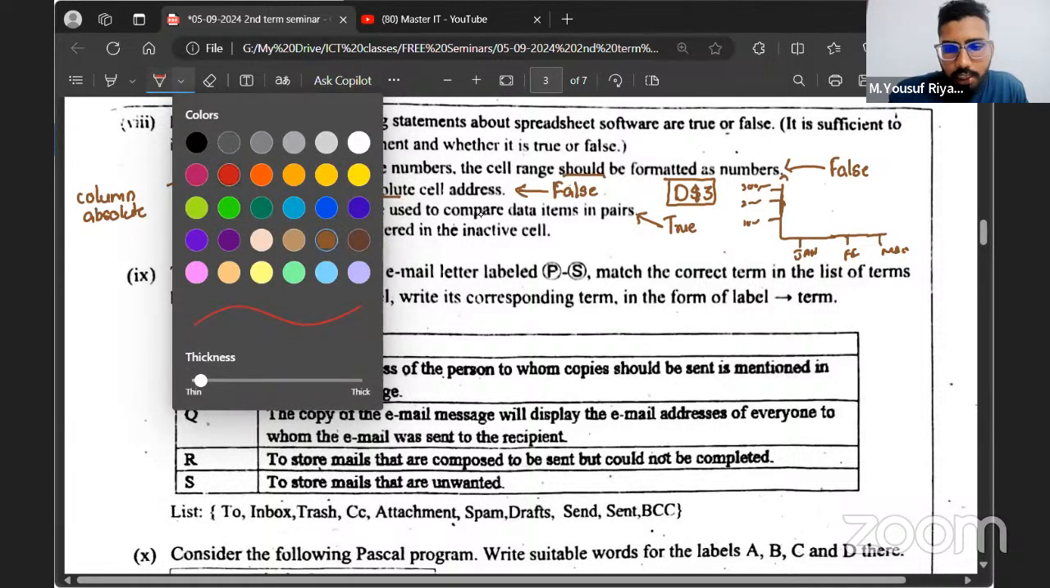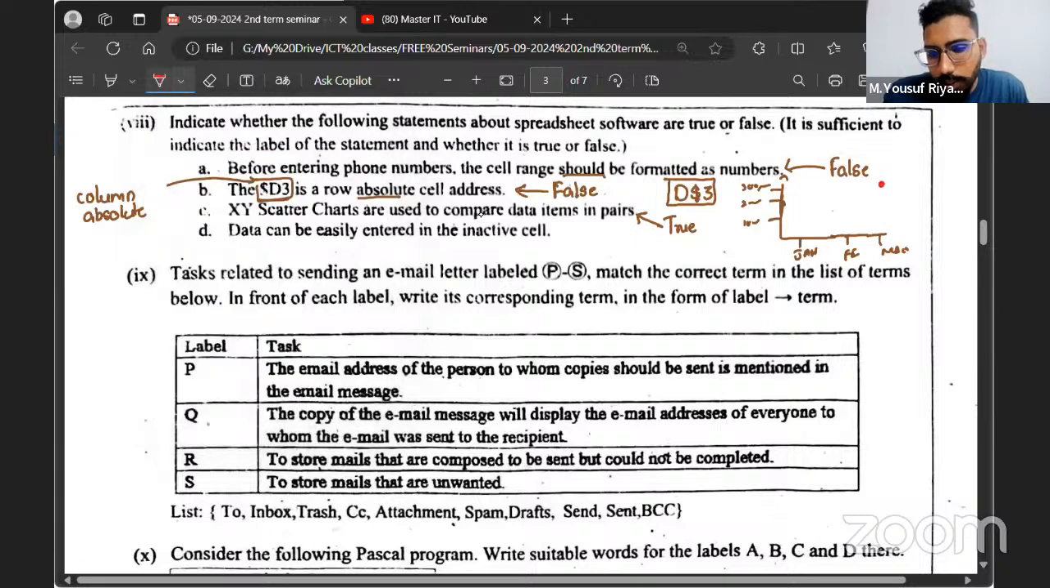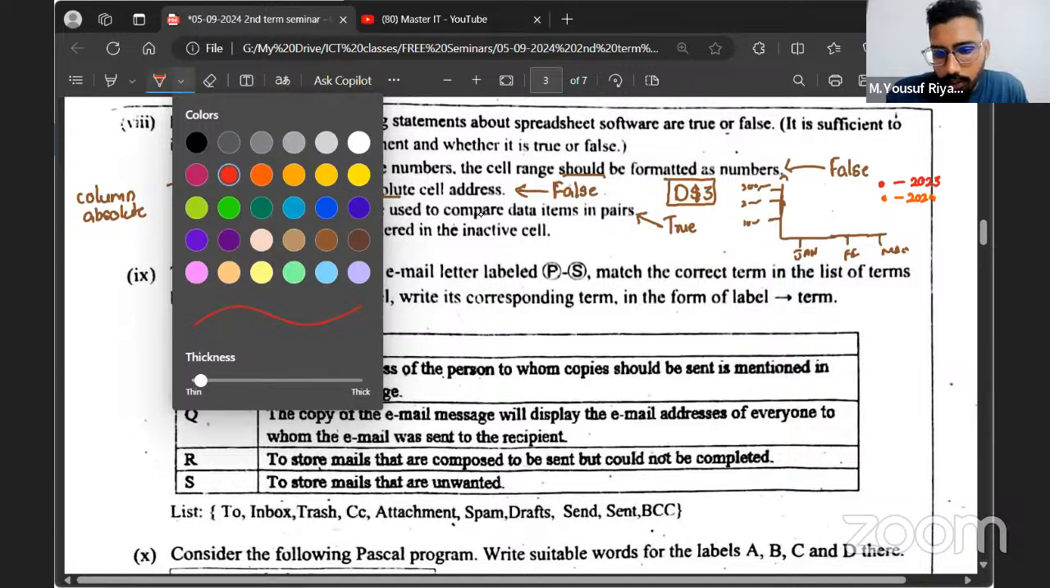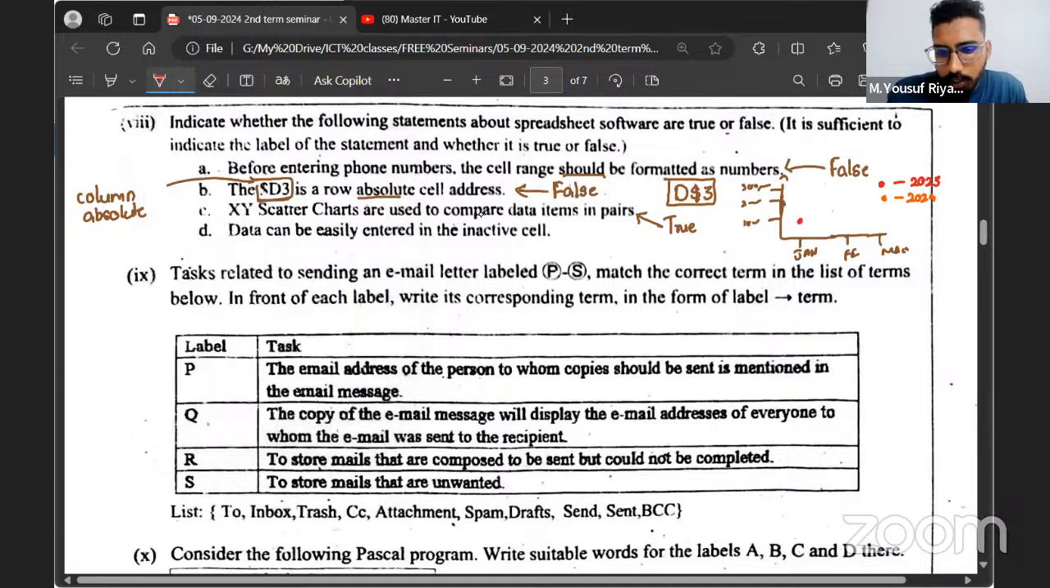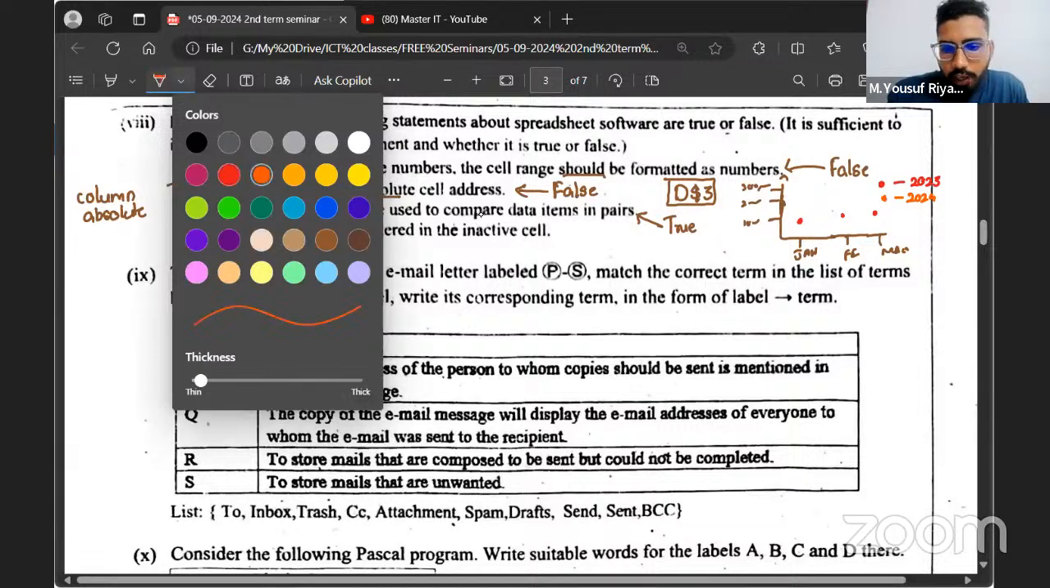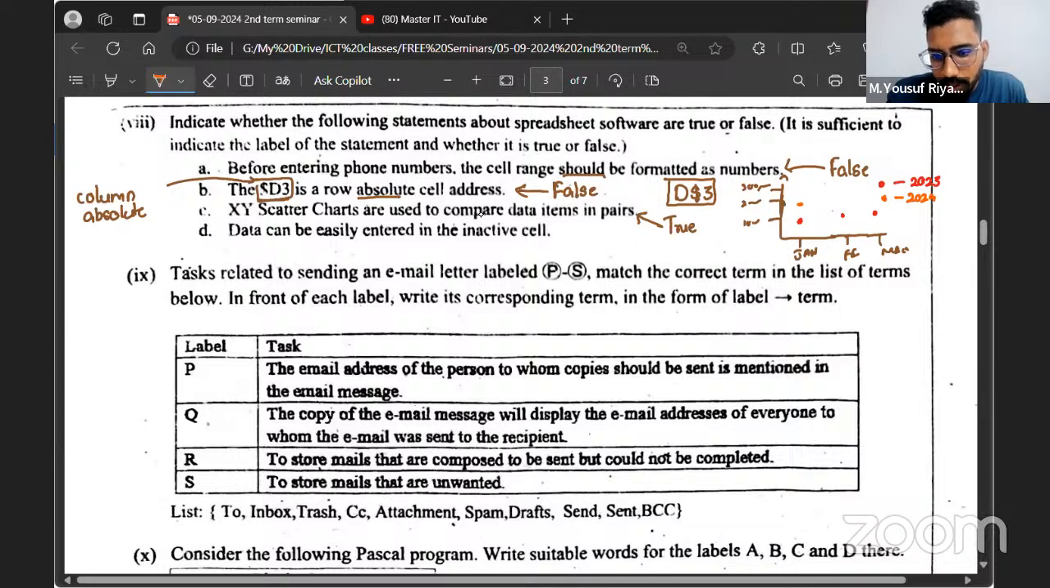Now I can say red color is going to be representing 2023, and orange color is representing 2024. In 2023, in January we had 100,000, in February we had 150,000, in March we had 200,000. In 2024, in January we had 200,000, in February we had a small drop off and it became 150,000, and in March it went to 300,000. So you can see it as a pair.